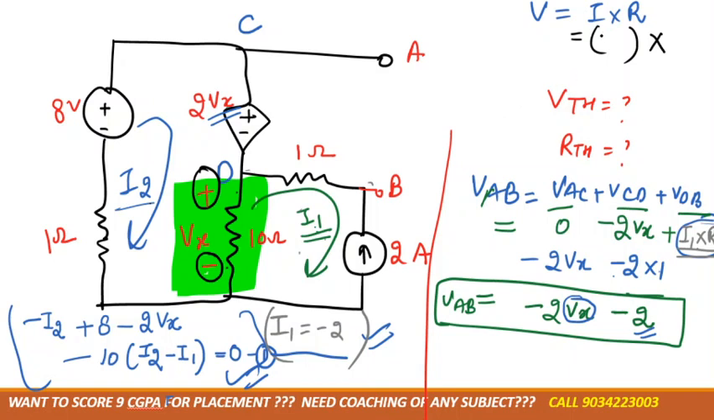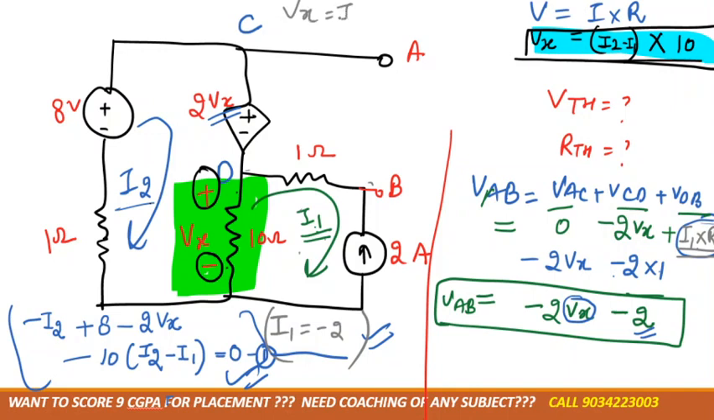I2 is same, so it would be I2 minus I1 or I1 minus I2, multiplied by the resistance. Resistance is how much? 10, and the voltage over the 10 ohm is how much? Vx. So this is the equation we got from the dependent source. That is Vx is equal to I2 minus I1 multiplied by 10. Understood?